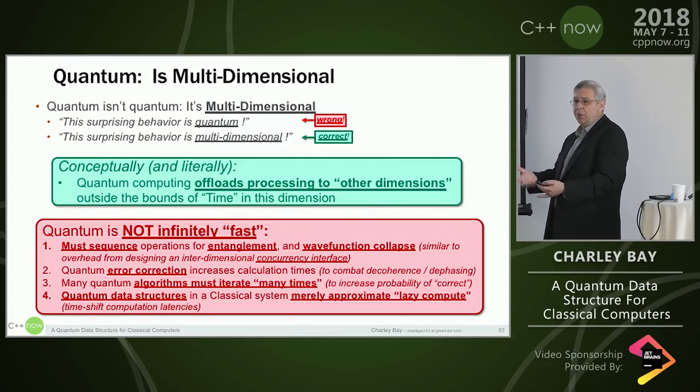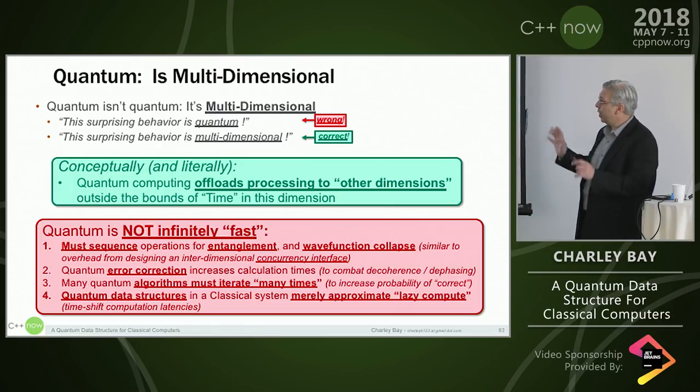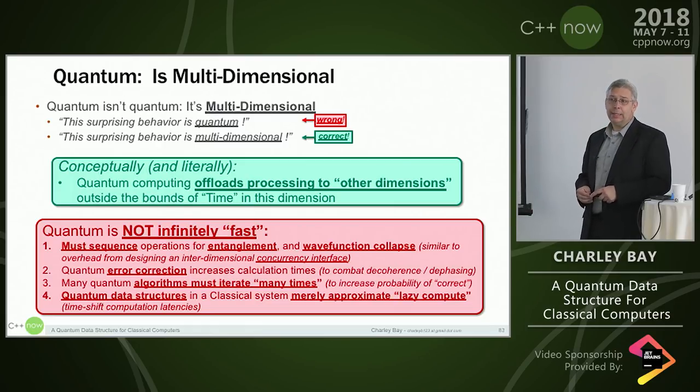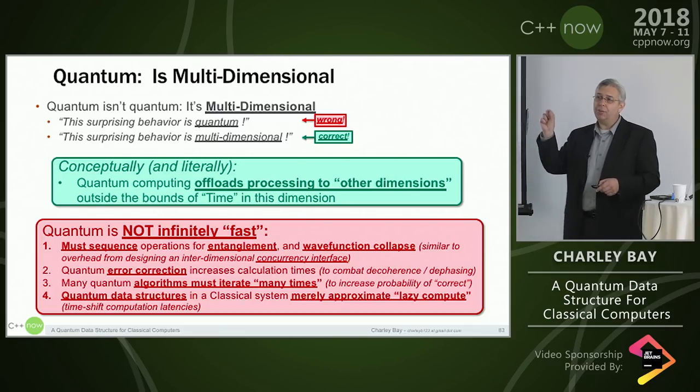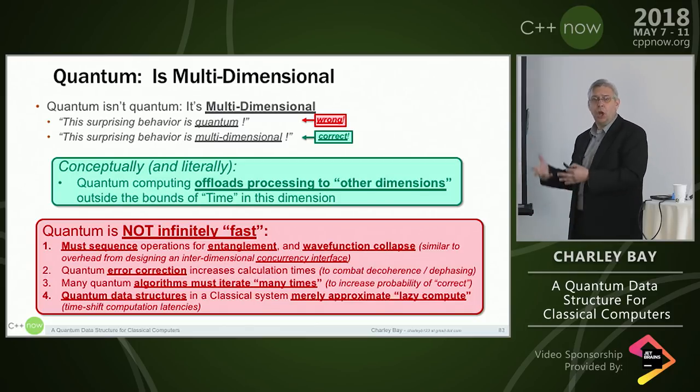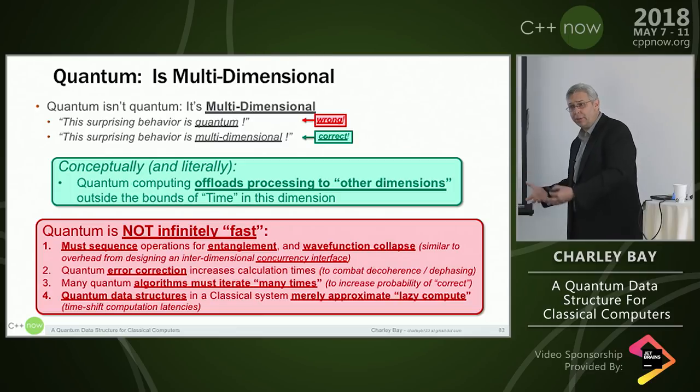That's how 32 qubits are actually able to represent the whole state space. But it's not a panacea, it's not infinitely fast. Right now we're decohering really fast, nanoseconds or maybe microseconds. I mean, the stuff decoheres really fast. So it's hard to do hardware like this.